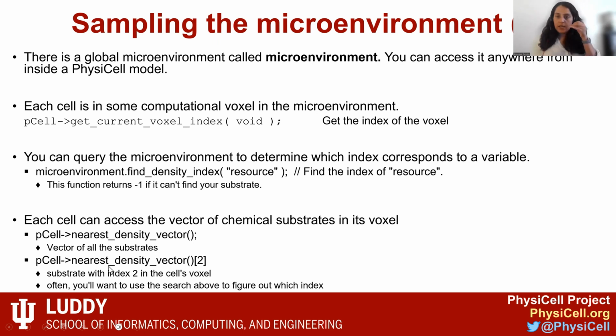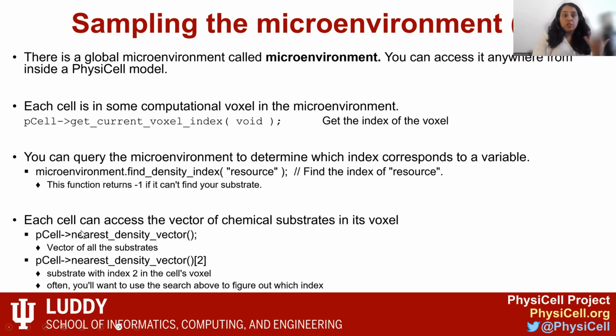So one cell is in a voxel, and it wants to see what is the value of resource in that voxel, because that's the value it will see. And so it will get the nearest density vector, and then it will give the index. So for example, resource is the index 2. So it will give the index number there, and then it will give you what is the value of resource there.